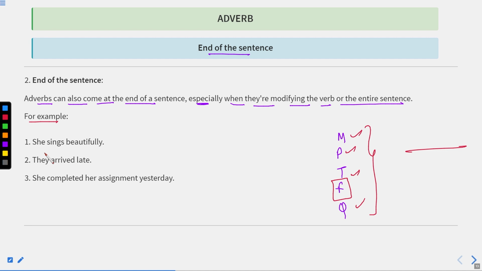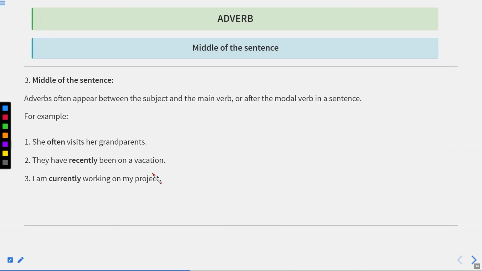For example, she sings beautifully. Now, beautifully is a manner adverb. They arrived late. Late is a time adverb. She completed her assignment yesterday. This is also a time adverb. They are coming at the end of the sentence. So this is how we can place adverbs at the end of the sentence. But a frequency adverb does not come in this part, because a frequency adverb cannot come at the end of the sentence. They are basically used before the verb. What the various places of frequency adverbs are, we are going to discuss later on. But here you should remember that we can also look at adverbs at the end of the sentence or before the beginning of the sentence. But adverbs do not actually begin the sentence. They can be used before the beginning of the sentence structure.